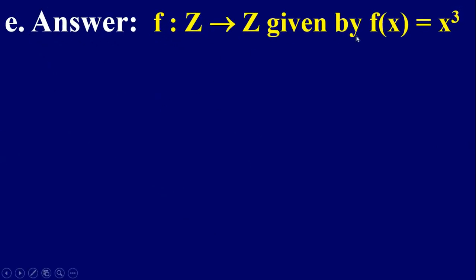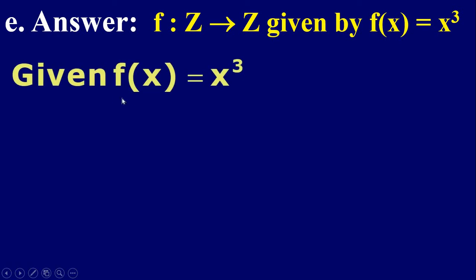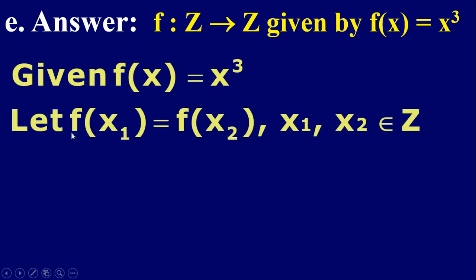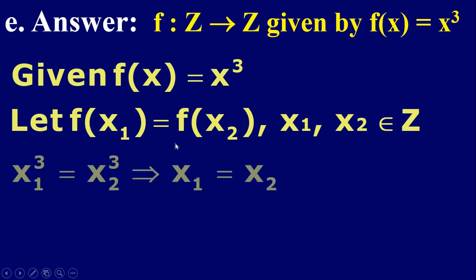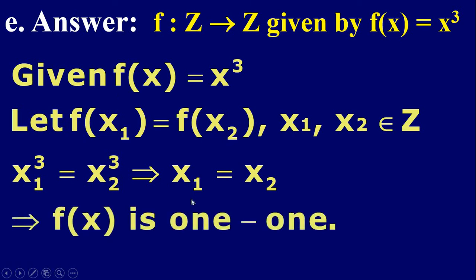Next one, f from Z to Z, given by f of x equal to x cube. First, we check whether it is 1-1. Here it is given f of x equal to x cube, and we take f of x1 equal to f of x2, where x1 comma x2 belongs to Z. Now here f of x1 equal to x1 cube, and f of x2 is x2 cube. So we can write x1 cube equal to x2 cube, and this implies x1 equal to x2. So since f of x1 equal to f of x2 implies x1 equal to x2, this function is 1-1 function.